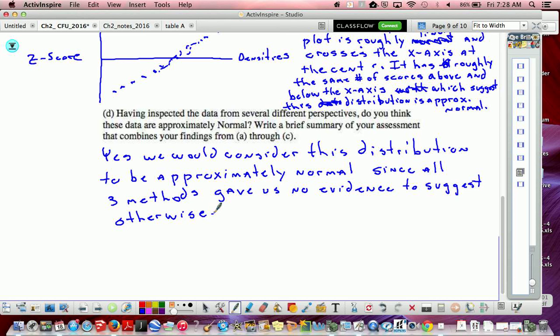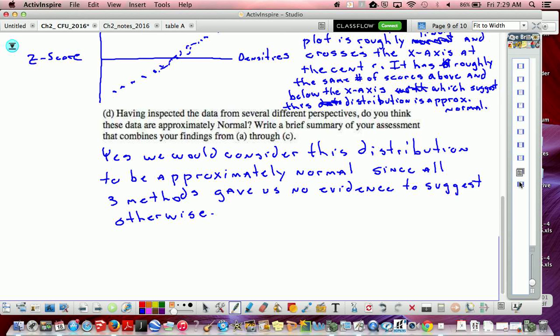So in the first method we graphed it. It looks symmetric. In the second method we analyzed 1, 2, 3 standard deviations away. It was fairly close, nothing that was standing out. In the third method, we did the normal probability plot, which is probably the best, fairly nice linear pattern, all the data points above and below, crossing the x-axis right at the center. So we would definitely say by all 3 methods we could consider this data, at least this sample, to be approximately, or this distribution to be approximately normal.